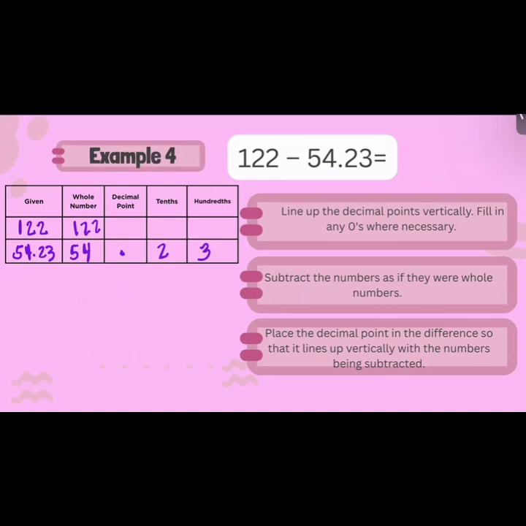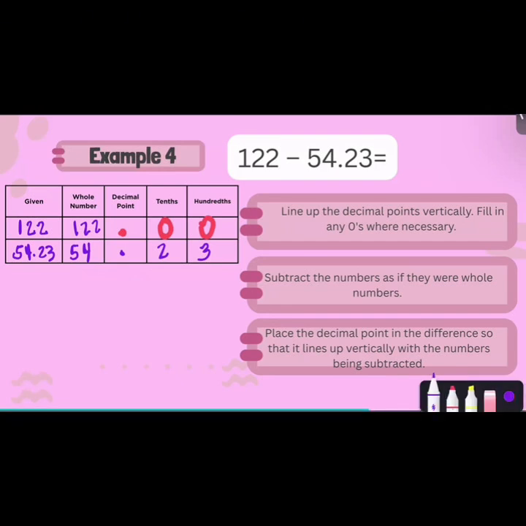Since we have tenths and hundredths in the subtrahend, then we need to put zeros in our minuend. So, if we're going to put 0 here, then we are going to put a decimal point here. Okay? So, dapat pantay sila. Yung decimal numbers natin, pantay sila. Okay? So, now let's proceed with subtraction.